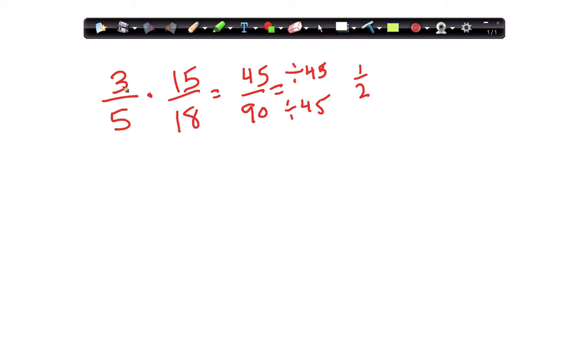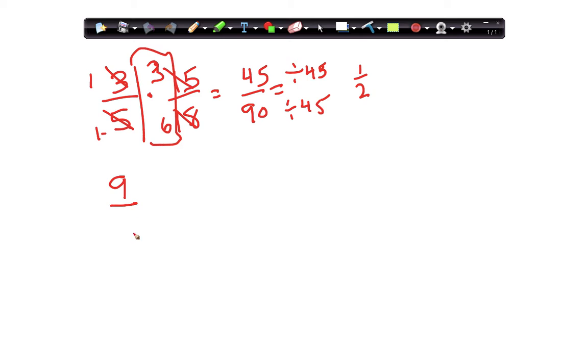But we talked about something called pre-simplifying. Recognizing, looking across this direction, 3 divided by 3 is 1, 18 divided by 3 is 6, 5 divided by 5 is 1, 15 divided by 5 is 3, and so we could just do 1 times 3 and 1 times 6, and we could even simplify right there, recognizing that that's 1/2, so we could end up with 1/2 in the answer before we even multiply. So let's try another one.